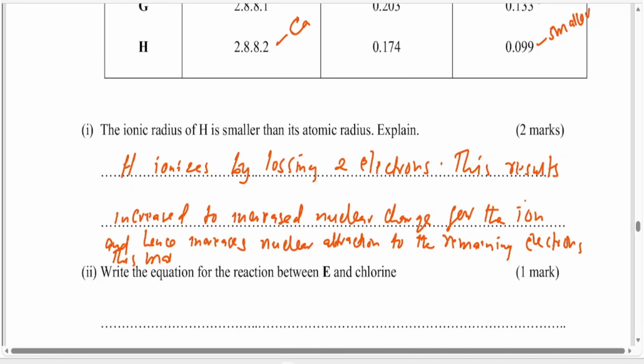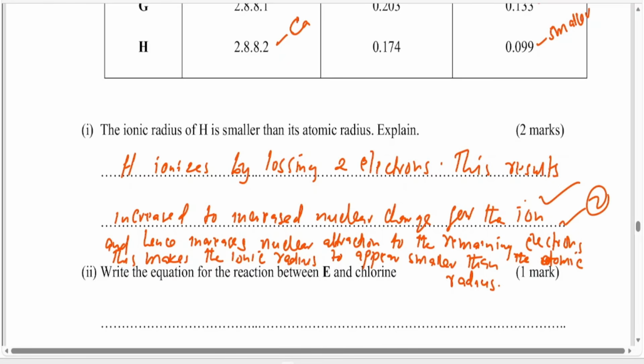This makes the ionic radius appear smaller than the atomic radius. This statement gives you 2 marks.